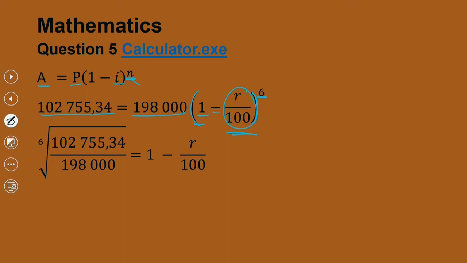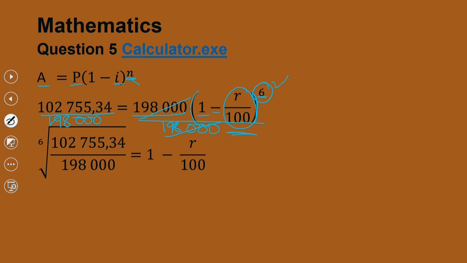First of all, we need to simplify the equation by dividing both sides by 198,000. If I divide by 198,000 on the right hand side, I must do the same on the left hand side. Then 198,000 will cancel with 198,000, so you're going to be left with (1 minus R over 100) in brackets to the power of 6, right? We need to get rid of that 6.